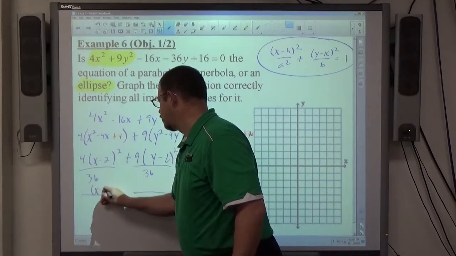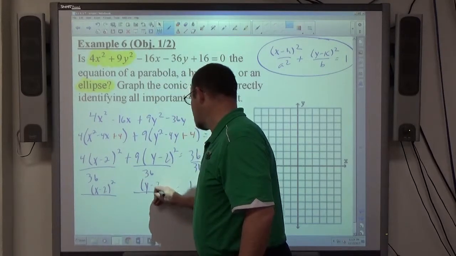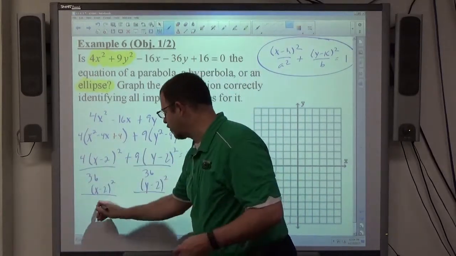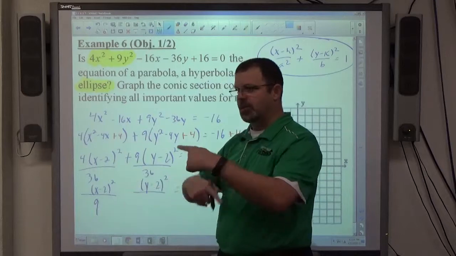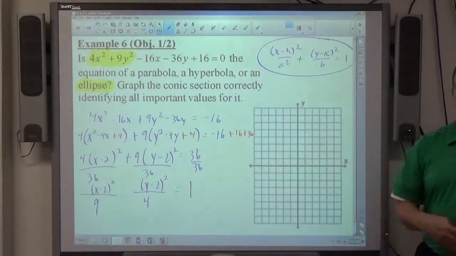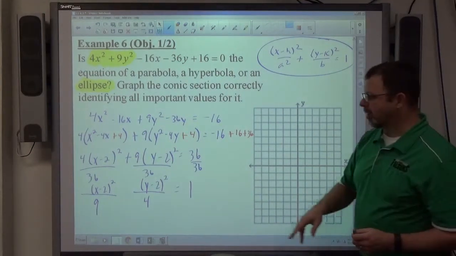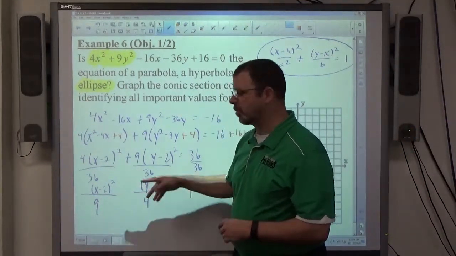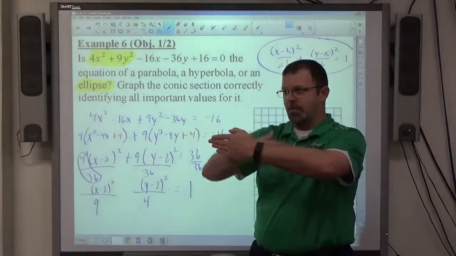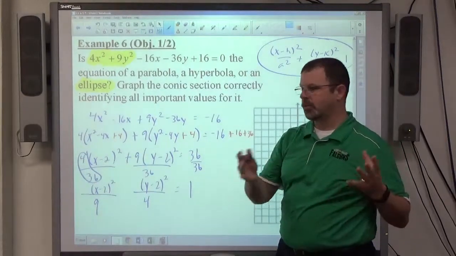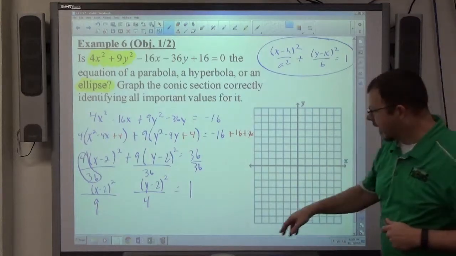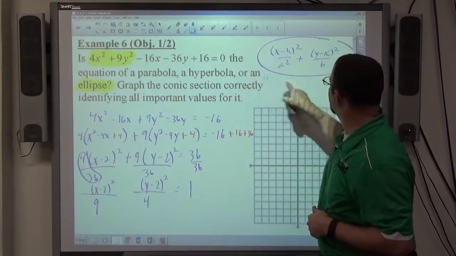I've got my x minus 2 squared on top, and my y minus 2 squared on top. I don't want numbers being multiplied by those. So 4 over 36 reciprocates to 36 over 4, also known as 9. 9 over 36 reciprocates, 36 over 9 is the same as 4. If those didn't divide evenly, you'd leave fractions on the bottom. Make sure that this fraction here is what's being reciprocated, so it's 36 over 4 and 36 over 9, so they reduce to the whole numbers 9 and 4. So I've got my standard form created.